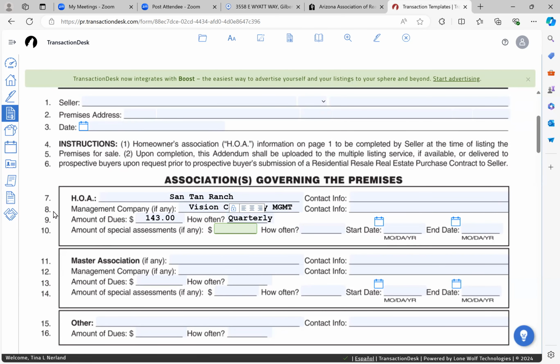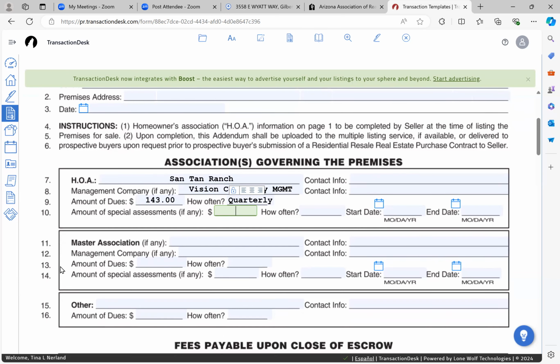Some communities have 2 HOAs. There's going to be the smaller HOA and then the master association. One of the most common that comes off the top of my head is going to be Eastmark. They have 2 associations depending on what area of the community you live in. So make sure that your client, when they're contacting their HOA, is asking all of these questions. Make sure they're being very specific.